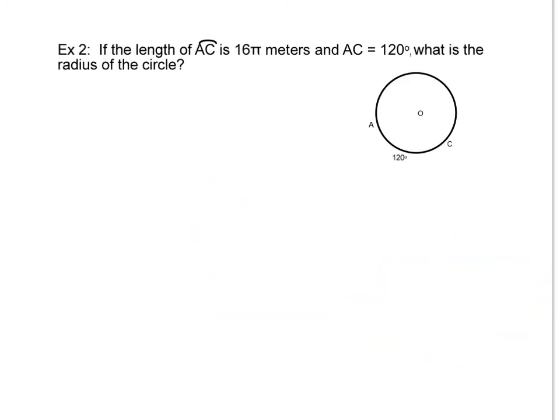And one more problem here. If the length of arc AC is 16 pi meters and the measure of arc AC is 120, what's the radius of the circle? So again, we can see we have an arc length AC right here. That's equal to 16 pi. We're looking for the radius. That's this length right here. That's our r. And we know the measure of our arc is 120.